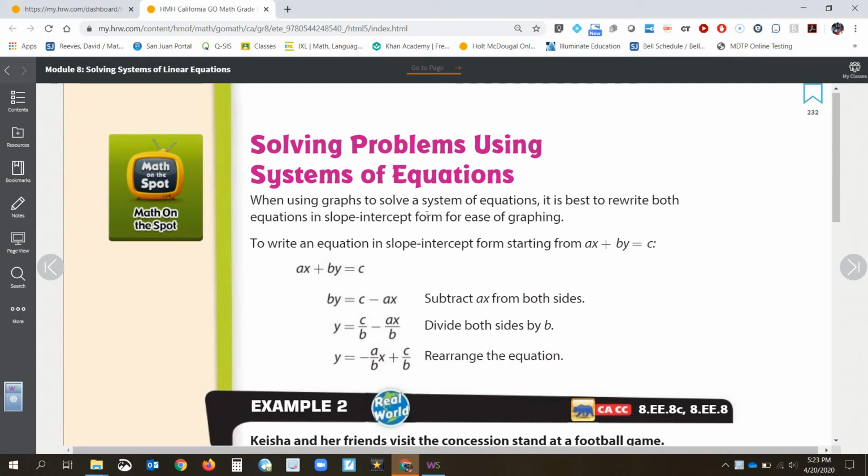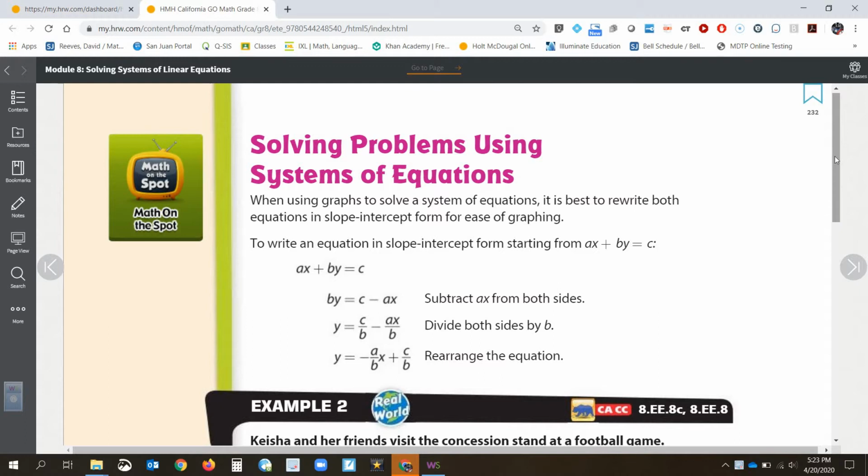Hello again, students. Mr. Reeves back with you, and we are going to continue working through solving systems of equations by graphing. Now we're going to look specifically at solving problems that involve systems of equations, and our method for solving is going to be graphing. Later on, we'll be solving problems using systems of equations, but we'll be solving them using either substitution or elimination.